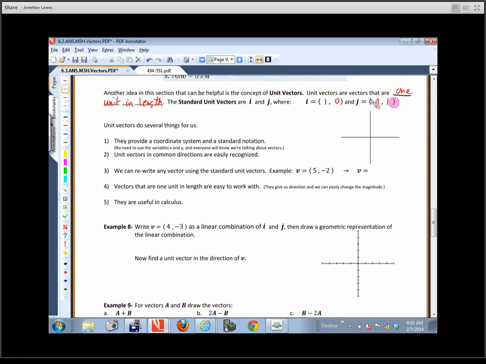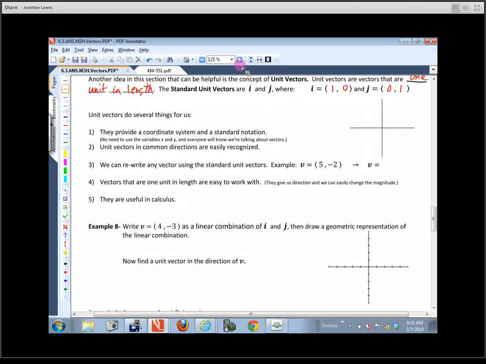So let's talk real briefly about why on earth we'd want to have unit vectors, okay? So the first thing is they provide us a coordinate system and a standard notation. So we've kind of been working on the XY plane, or thinking of it that way. If we have standard unit vectors i and j, we're going to call this the i-axis, and this will be called the j-axis. So they give us a coordinate system. So we don't have to worry, hey, are we working with x's and y's, or are we working with vectors? Okay, if it's i's and j's, we know that we're working with vectors.